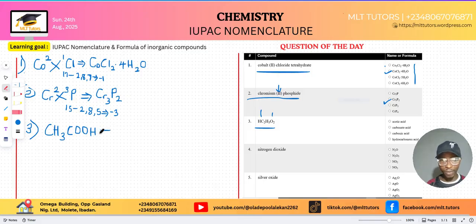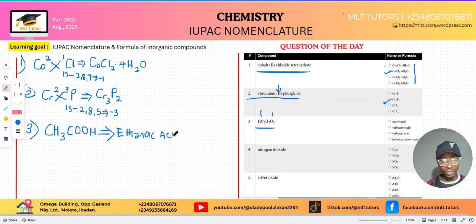Okay, and what's now the name of this compound? This is actually ethanoic acid. The IUPAC name is ethanoic acid, but the conventional name of ethanoic acid is actually acetic acid.